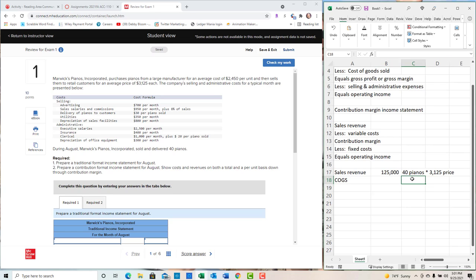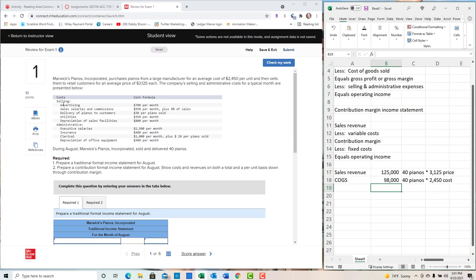Next, for my cost of goods sold, I take the same 40 pianos, but this time I'm going to multiply it by the 2,450 average cost per unit. So if I take my 40 pianos, multiply that by 2,450, I'm going to come down to 98,000.